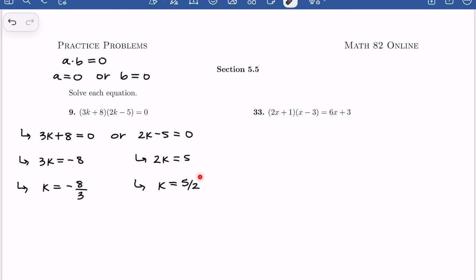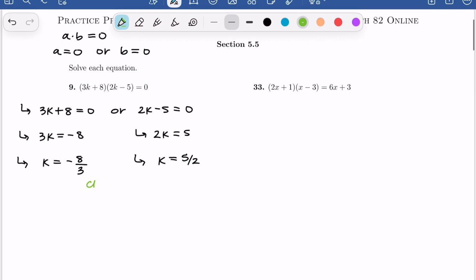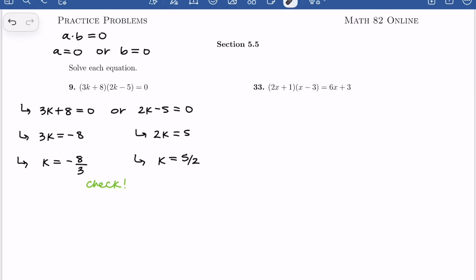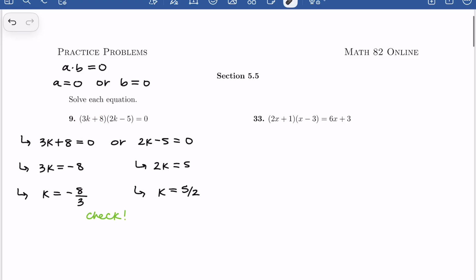Now, I'm saying that these are two potential solutions because it could be the case that one of these is not satisfied, or one of these does not make the statement true. Now, in all of the examples that we're going to see in section 5.5 in this video, all of these solutions will be solutions. So in the interest of time, I'm not going to check them, but I do encourage you to check them. Make sure that when you plug these values into our original equation, you do get a true statement. So you should be able to plug in negative 8/3 into k and get 0 here. You should be able to plug in 5 over 2 into k and also get 0 here. Okay, so make sure to check that.